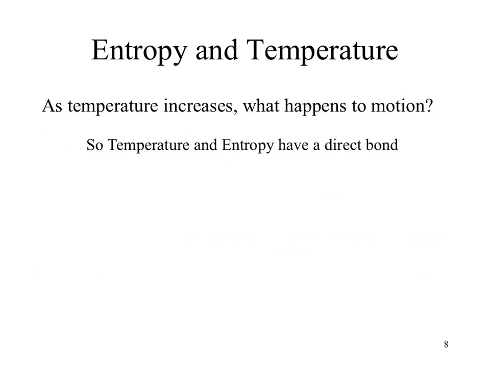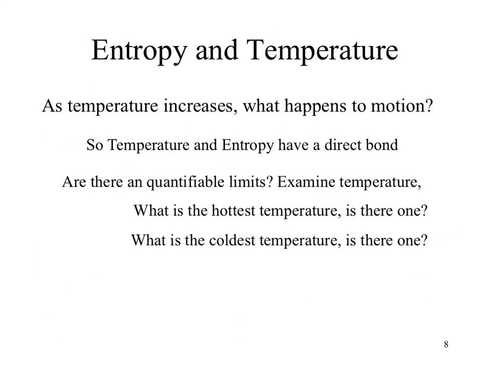Entropy and temperature. We've already looked at this a little bit, but we're going to look at it in a little bit more detail to come up with the third law of thermodynamics. As temperature increases, what happens to our overall motion? It also increases. So we see this direct relationship between them. Let's see if we can come up with some quantifiable limits. We could look at temperature, but before that, let's look at entropy. What's our highest entropy? It's very difficult to put a quantifiable number on it.